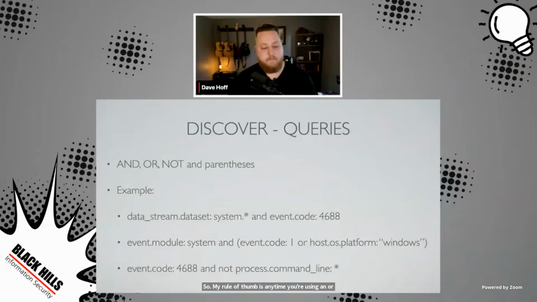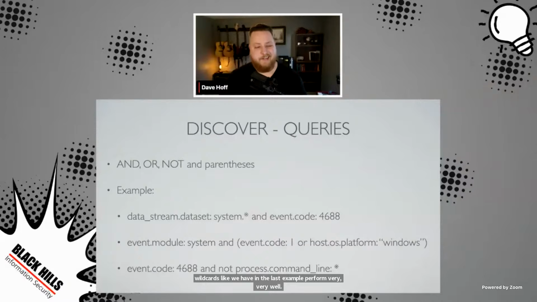And then in the last example here, I want to highlight process.command line colon asterisk, right? This is going to do an exists query. So in Elastic, both trailing wildcards like we have in the first example and solo wildcards like we have in the last example perform very, very well. In some languages, those can incur performance hits, but in Elastic, they're almost free, right? But if you put that asterisk at the beginning of a term, you can run into trouble, right? It has to do with how Elastic evaluates terms, and it can end up with very slow queries.